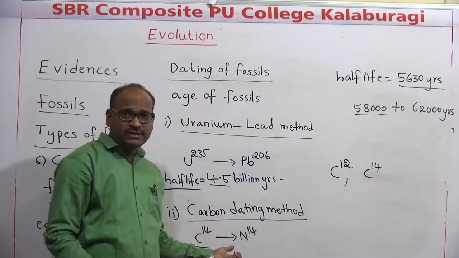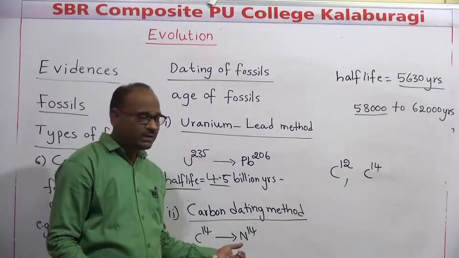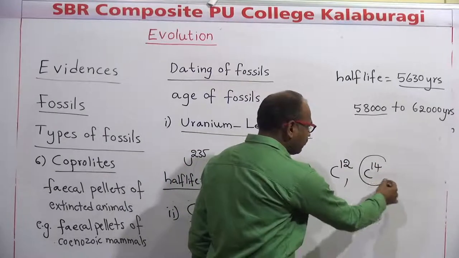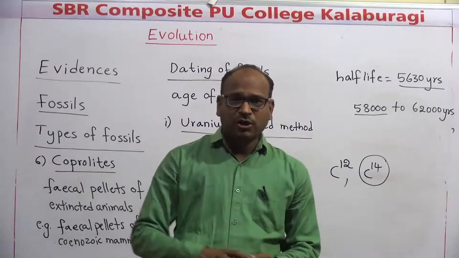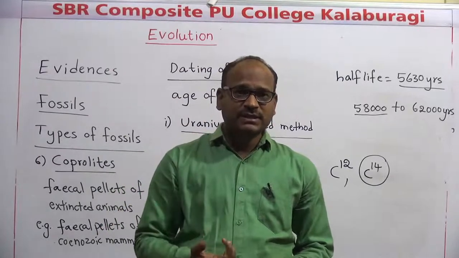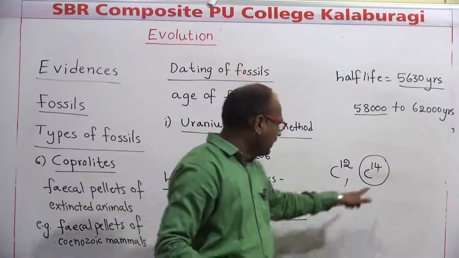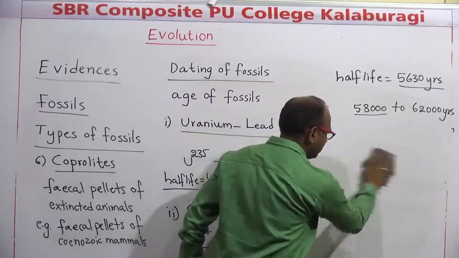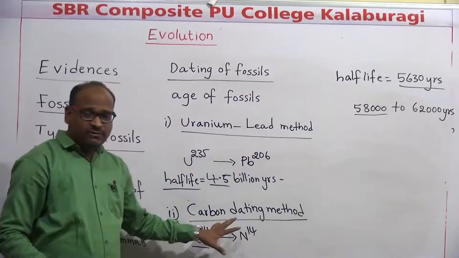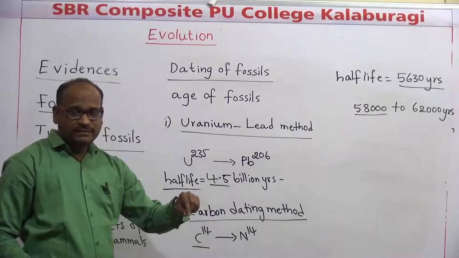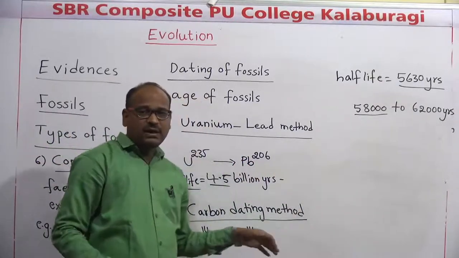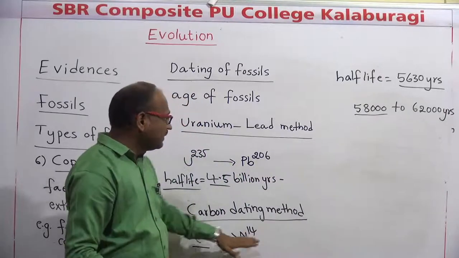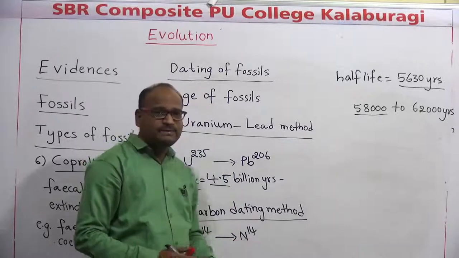While these animals or organisms were living, a small amount of carbon they take in is compulsorily C14. We do the same thing in our body. 99.9% is C12 only, and just a small amount is C14. So if we find a fossil, from that fossil material they isolate C14 and see how much of its half-life is completed. Based on that, they can calculate the age of the fossil. That is the carbon dating method.